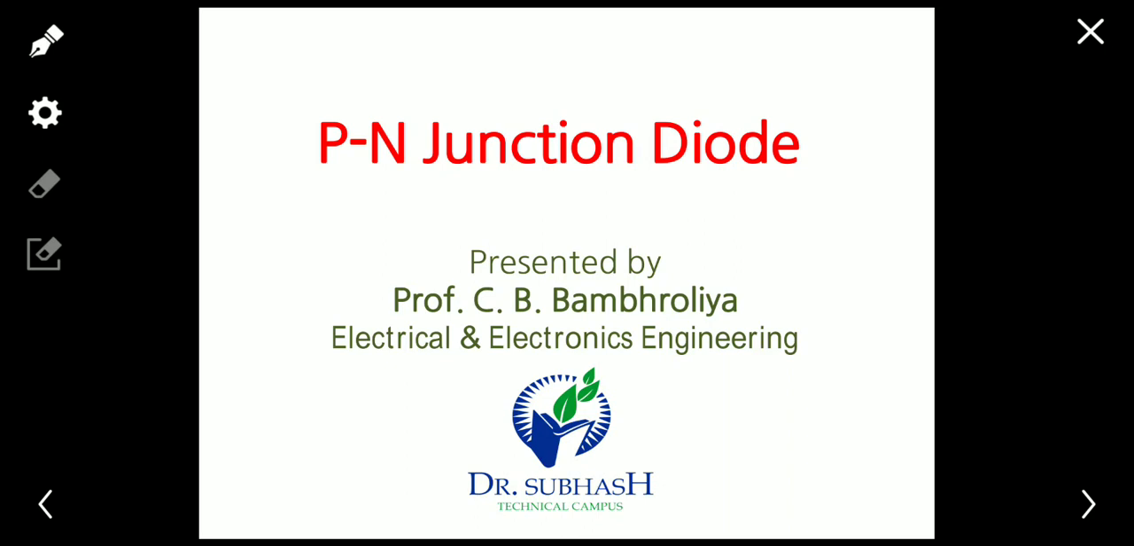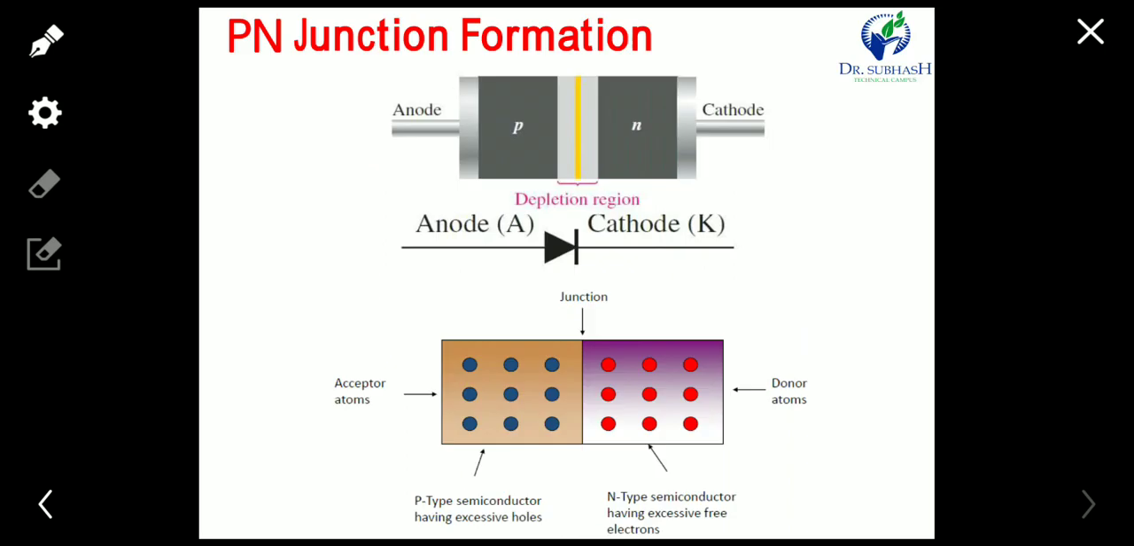Now today's tutorial topic is the PN junction diode. It's simply called a semiconductor diode. Now let's take a look. A PN junction diode is nothing but one P-type semiconductor material and one N-type semiconductor material attached together to make one junction. So it is called a PN junction diode.